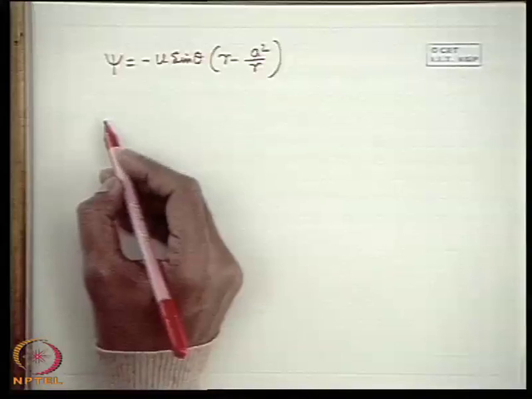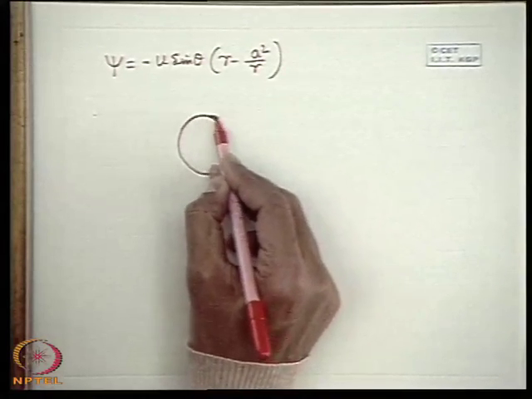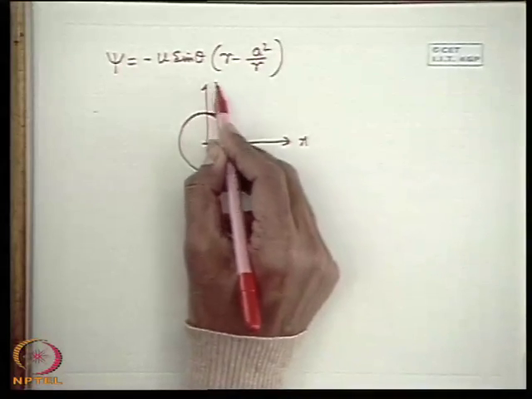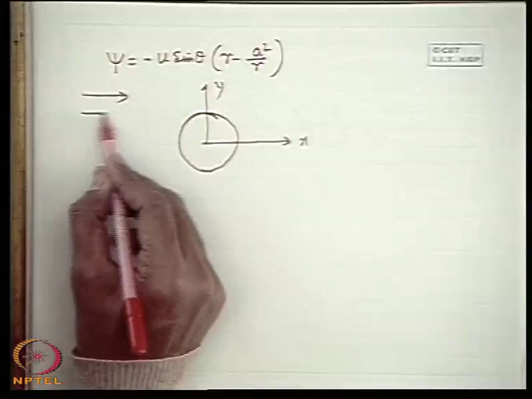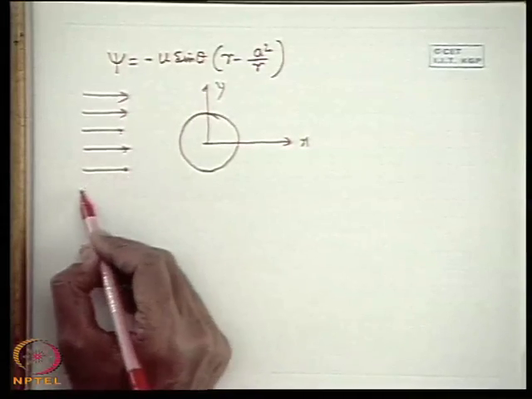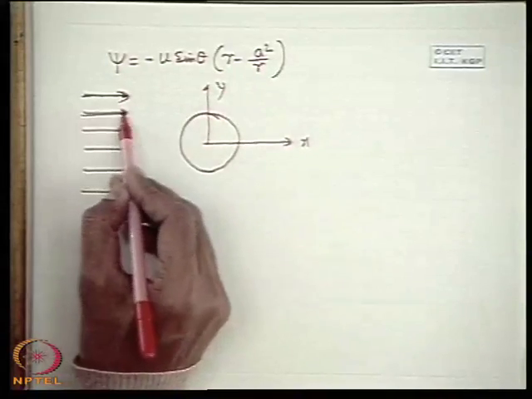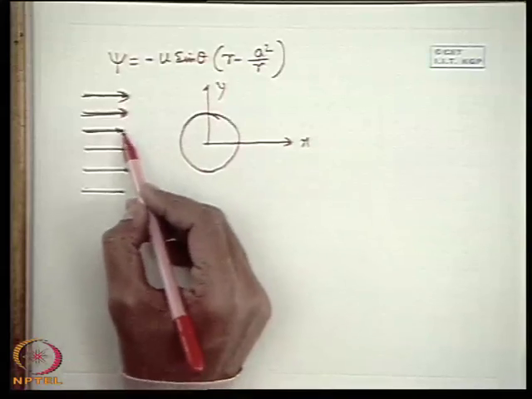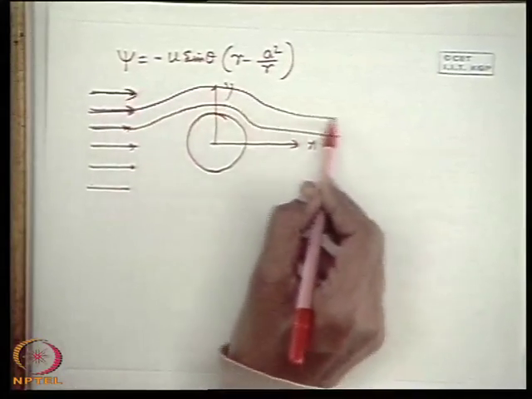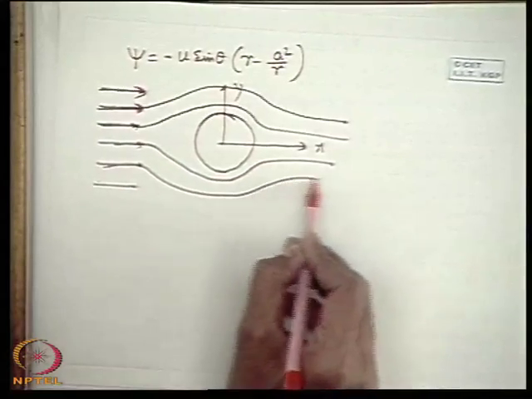This is the streamline which is obtained if a cylinder is placed at the origin. That means this is the axis x, in an infinite expanse of a parallel flow of an ideal fluid. That means another way we can tell, if a cylinder is placed in a parallel flow in an infinite expanse of an ideal fluid, the way the streamline will be deflected by the cylinder will be given by similar functions.